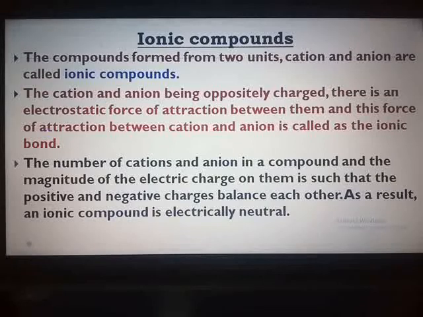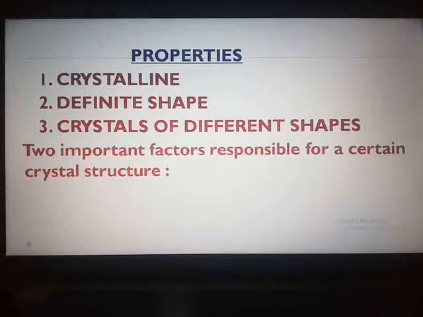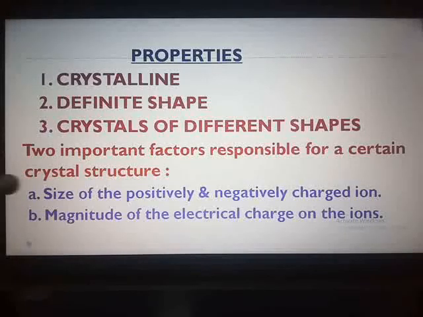Comprehensive questions are there in science, you know it. What do you mean by an ionic compound? Give one example. Then you can give the example of how NaCl is formed. Or, as you know about its properties, they can ask different questions on the properties and the 2 factors which are responsible for the crystalline structure. So this is about ionic compounds.